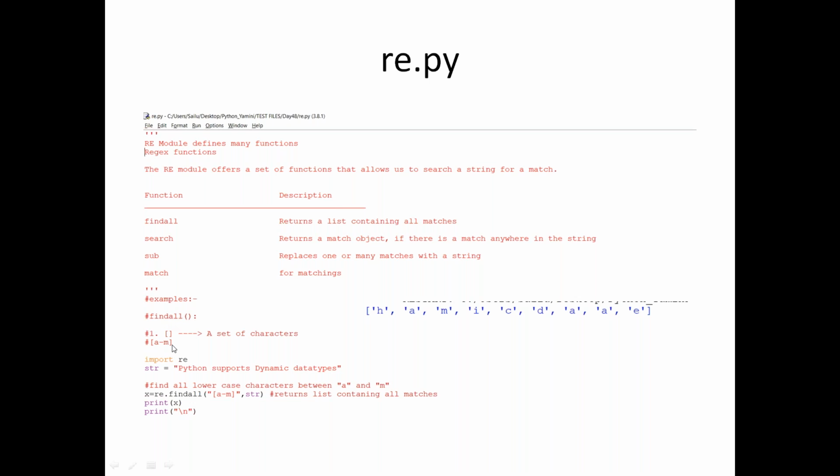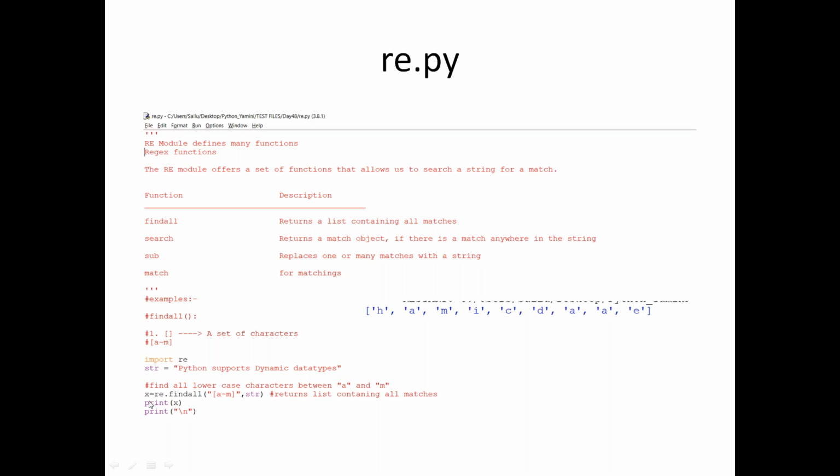First one, you have a set of characters. For example, A to M. I want to find that out. Import re, for importing regular expressions for your requirement. Now I have a string, Python supports dynamic data types. So that is what I have. Instead of writing such a lengthy statement every time, I'm storing it in str.